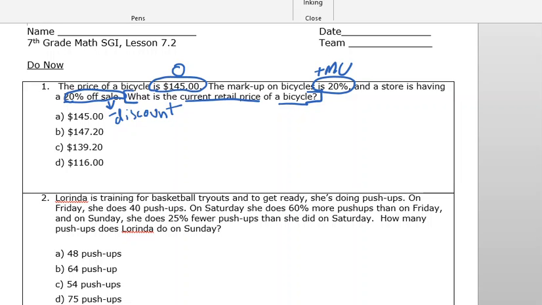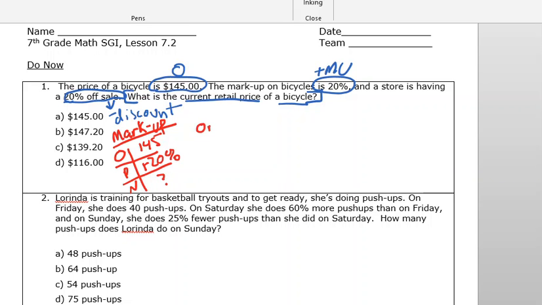And just in case you forgot, a markup is when a store buys something to sell, they buy it at a lower price than they sell it so that they earn a profit. Okay, so we can assume that the store bought the bike for $145, then they did a 20% markup, which then would become their profit. Okay, so my original is 145. My percent markup is 20%. All right, I'm looking for my new price.